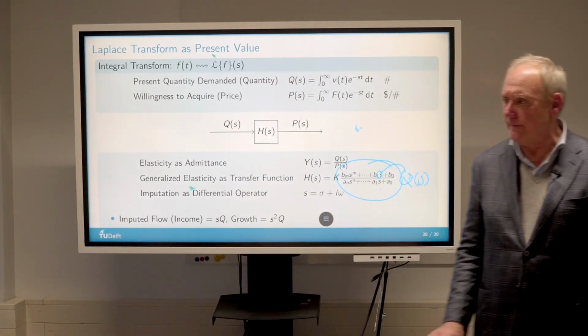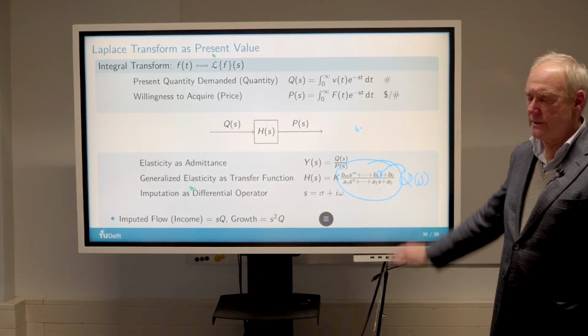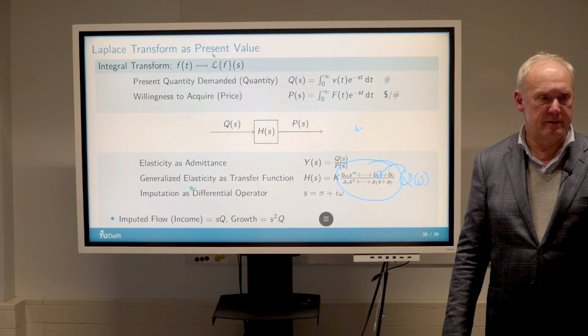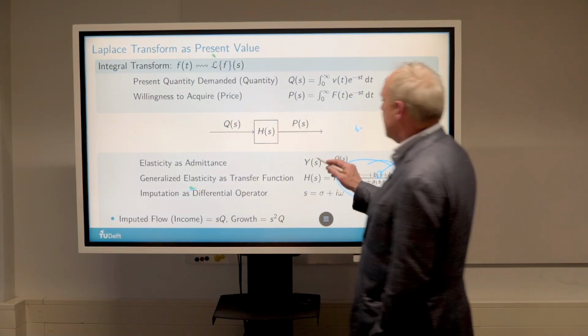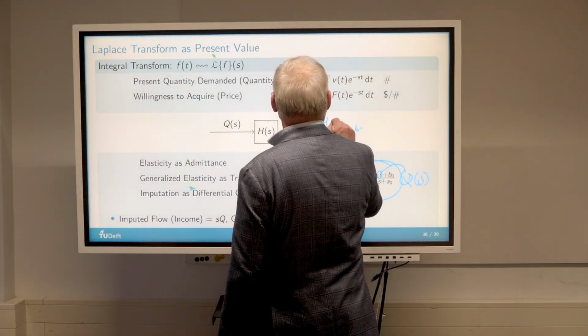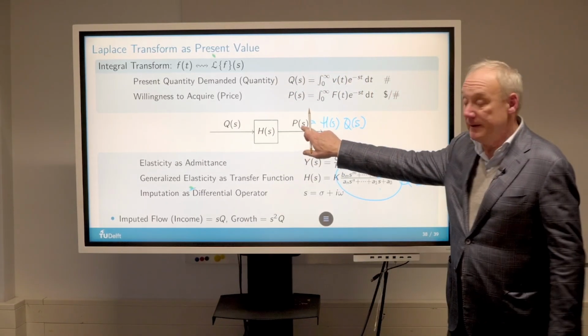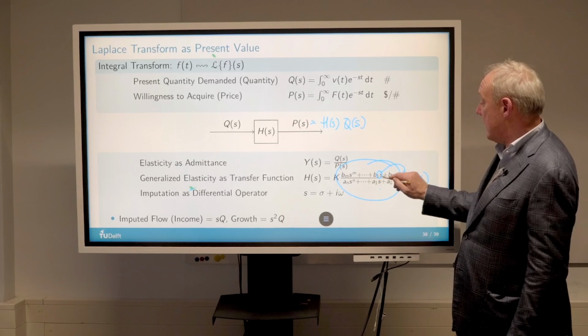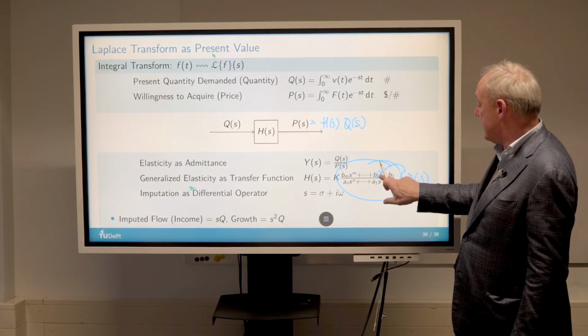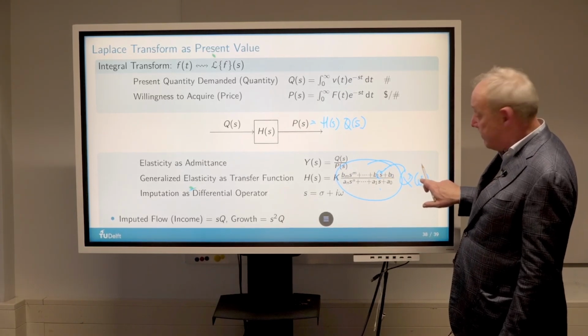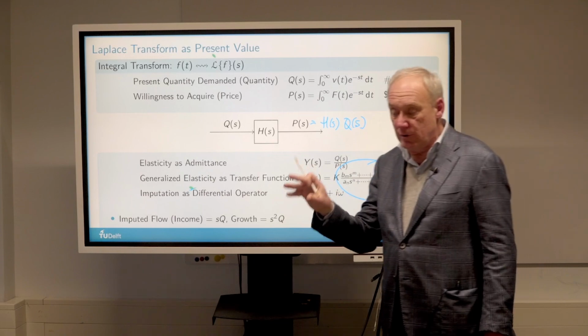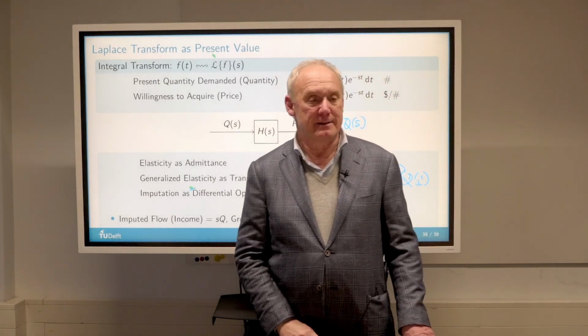You see that? You follow this, what I'm saying? I went a little fast. If you have a transfer function like this, then you know this is H of S times Q of S, right? Now, if this H of S has got a factor of S in there, what you're going to end up doing is multiplying your Q, that quantity, by S.